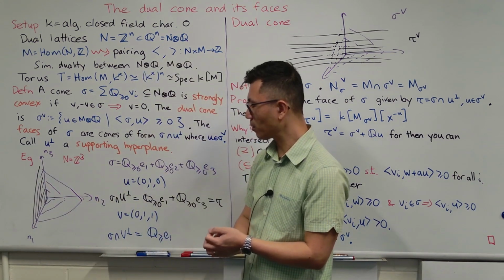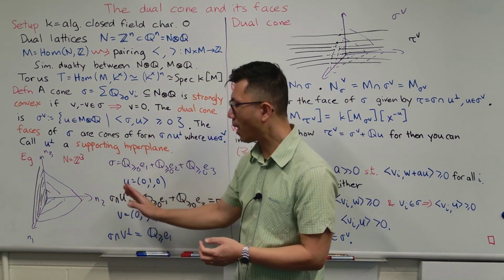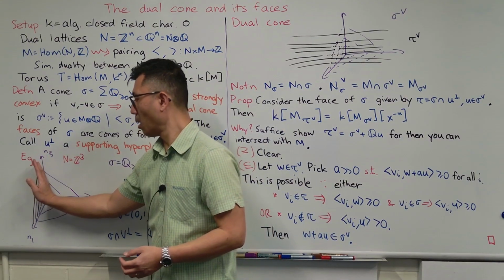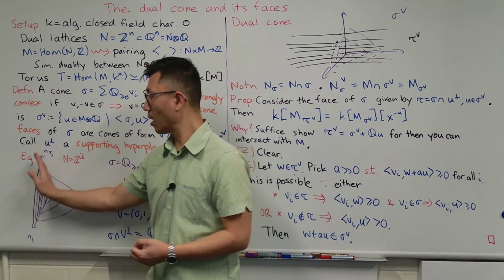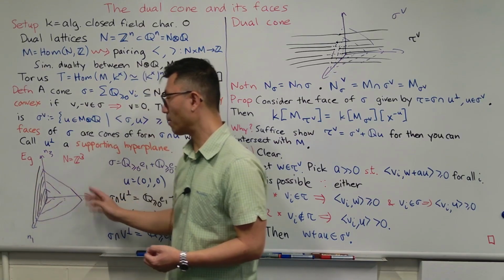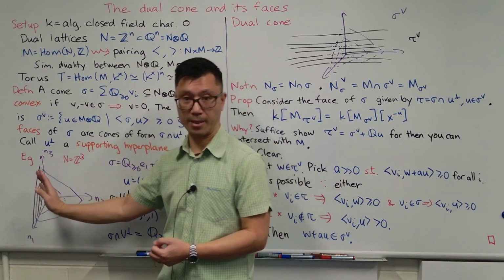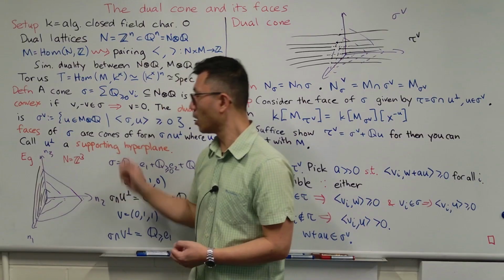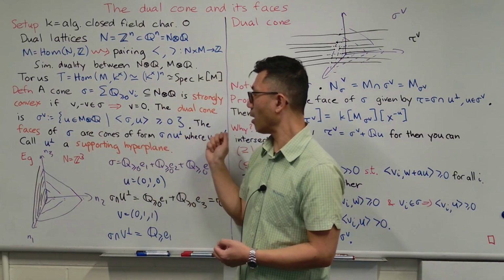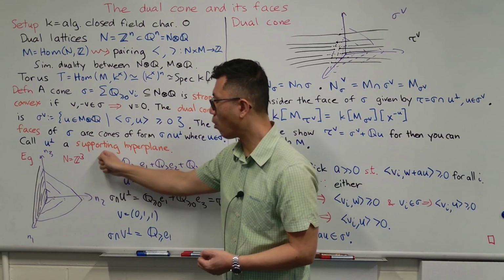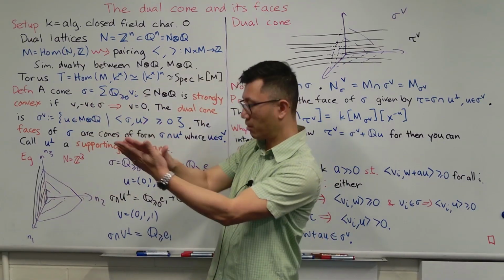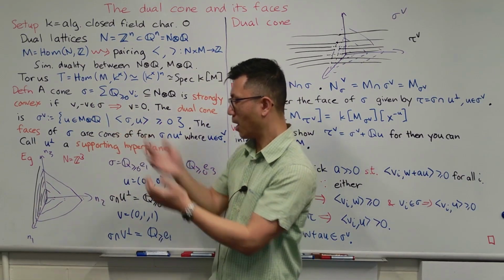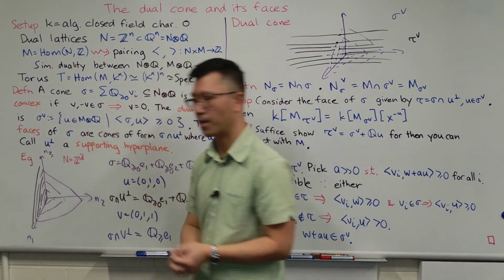And one of the things that you would have seen is that if you look at this hyperplane, because this U was picked to be in the dual cone, the cone sigma is on one side of that hyperplane. So this hyperplane is also called a supporting hyperplane. This cone kind of sits on this supporting hyperplane. And where it intersects, that's going to be a face.